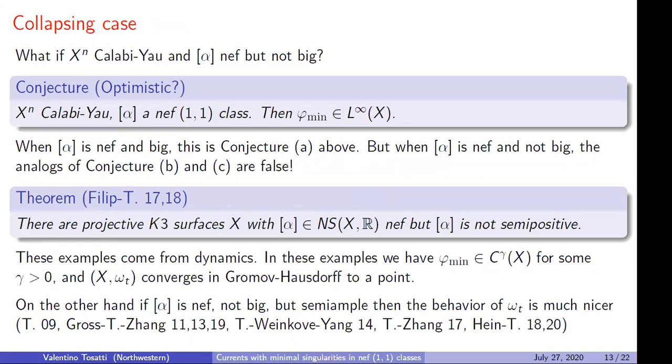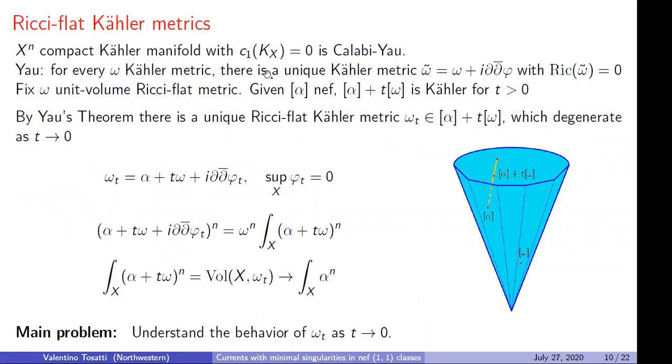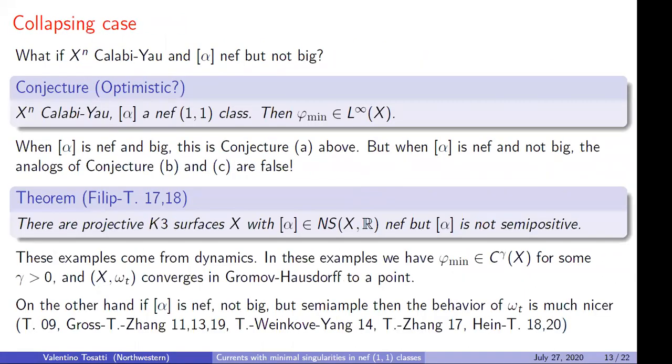As for the collapsing case, maybe I go back one second. I mean, this setting here, where you have this class on the boundary, which is Neff, but now you assume that it's not big. So the total integral here is 0. So the volume of the Ricci-flat metrics is going to 0. That's what I call collapsing, at least in the volume sense. So in other words, what if X is Calabi-Yau and alpha is Neff, but not big?